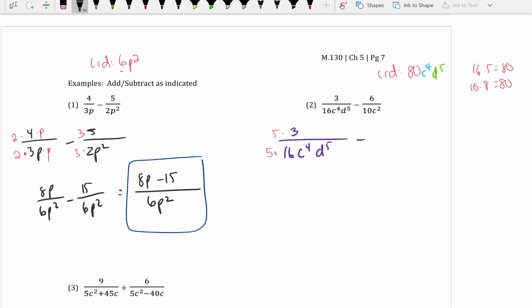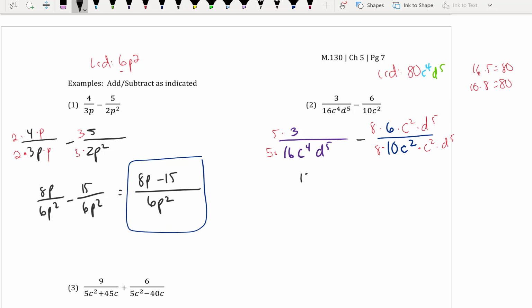Now I have a subtract. Now I'm going to be looking at my second fraction. So I have a 6 over 10c squared. So I already know that that 10 needs to get multiplied by an 8. I also know if I want c to the 4th, I need 2 more c's on the bottom. So I need to multiply top and bottom by the same thing. And I also need a d to the 5th, top and bottom.